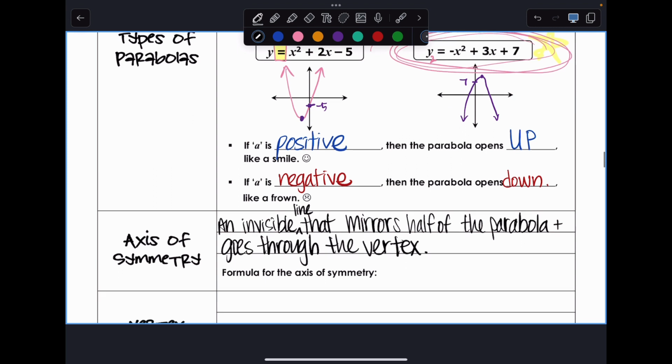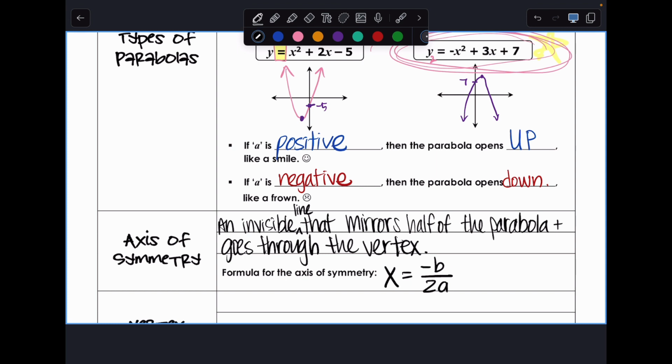And the formula for axis of symmetry, as long as your parabola is vertical, like this, or upside down like this, is always x equals opposite of b over 2a. B and a come from the standard form, a, b, and c. What's the a here for y equals x squared plus 2x minus 5? Is it 0 or 1? It's 1. It should be an invisible 1, right?